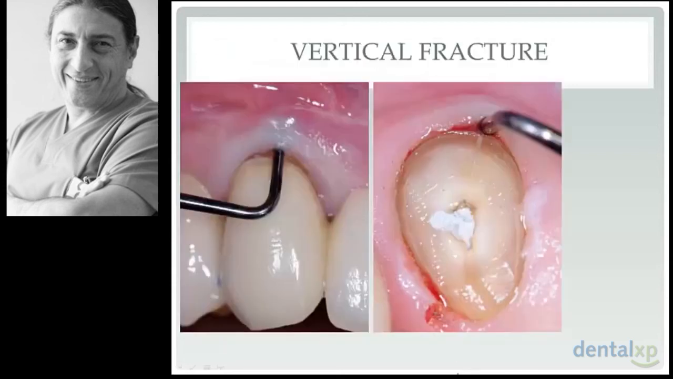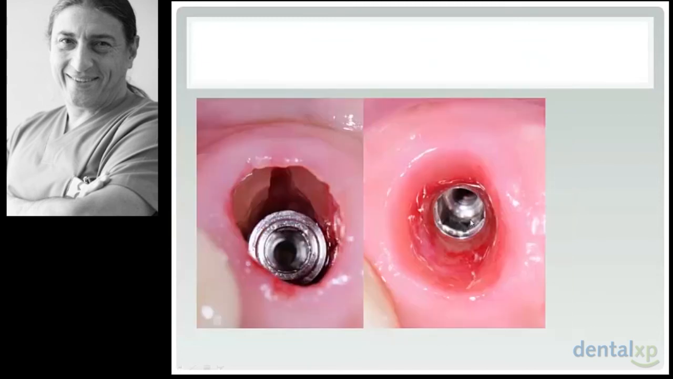Why is this important? Because many hopeless teeth are due to a vertical fracture that makes a gap inside and causes a problem in the gingiva through this crack. And so they did this in the patient.